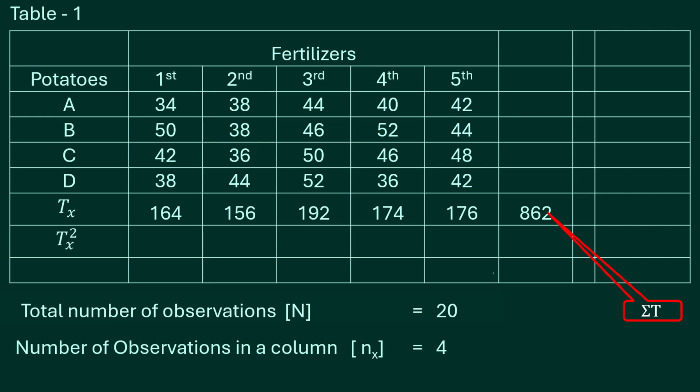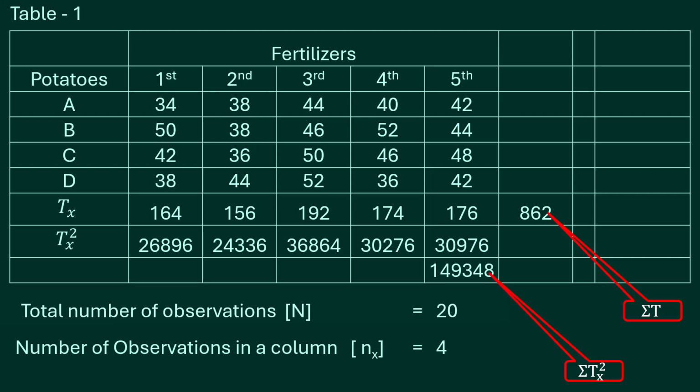Calculate square of column total, that is Tx squared. They are 26,896, 24,336, 36,864, 30,276 and 30,976. Calculate its grand total sigma Tx squared. It is 1,49,348.